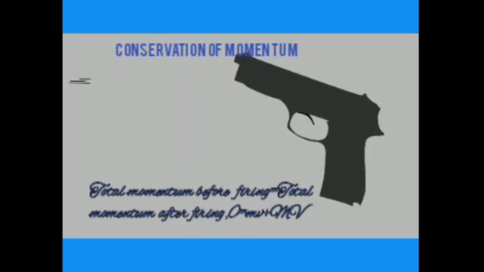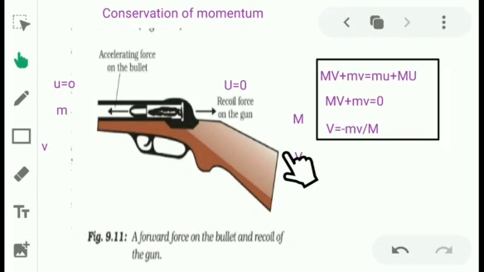Gun firing is an example of conservation of momentum. Total momentum before firing is equal to total momentum after firing. Here V is the recoil velocity of the gun and small v is called the muzzle velocity of the bullet. The total momentum after firing is MV plus mv. The total momentum before firing is mu plus mu, both of which are 0. From this equation we can calculate the recoil velocity of the gun.